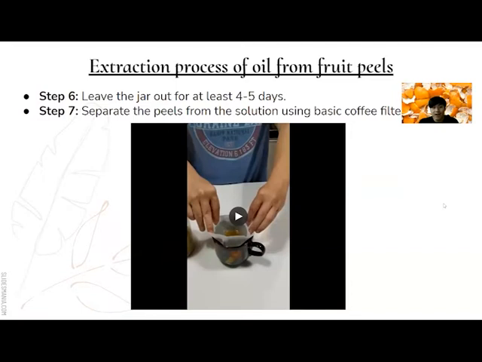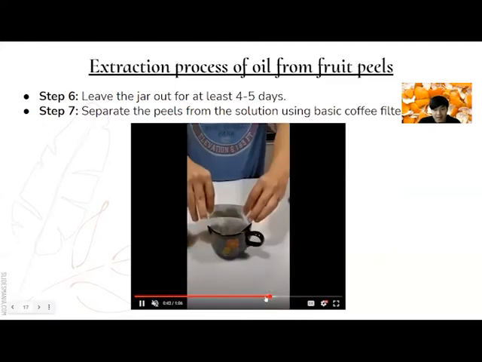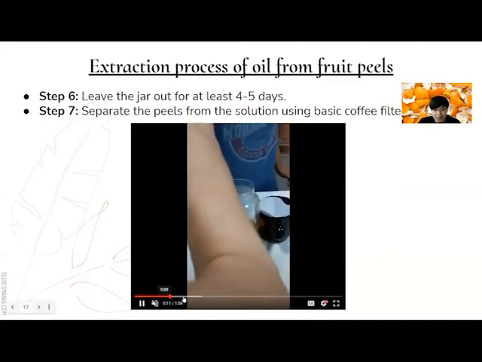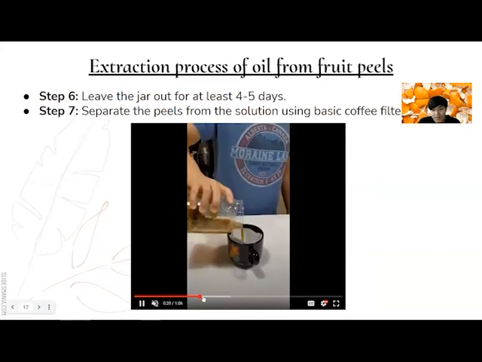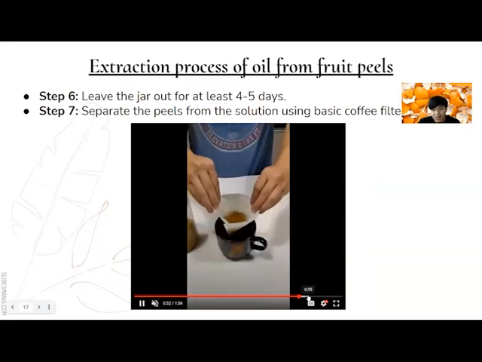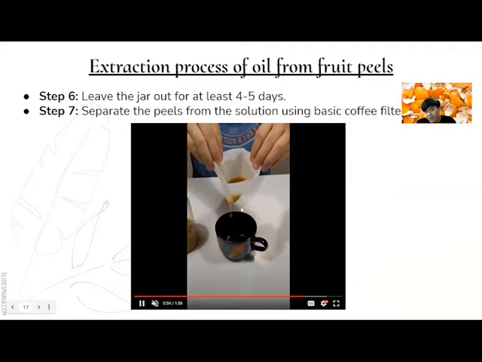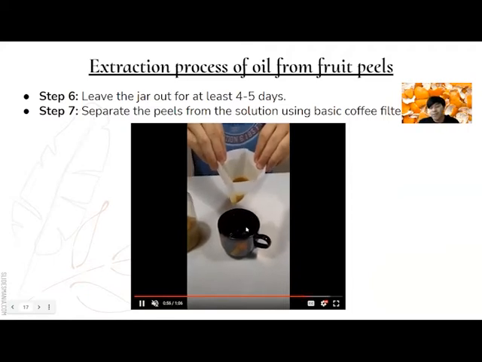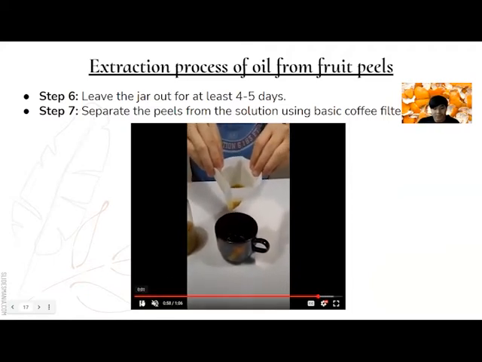And in step 6, I'm sorry, we leave the jar out for 4 to 5 days for the oils to come out. And in step 7, we separate the peels from the solution using basic coffee filters, as you can see here. So you pour the solution in, and the coffee filter will separate the oil from the leftover fruit peels.